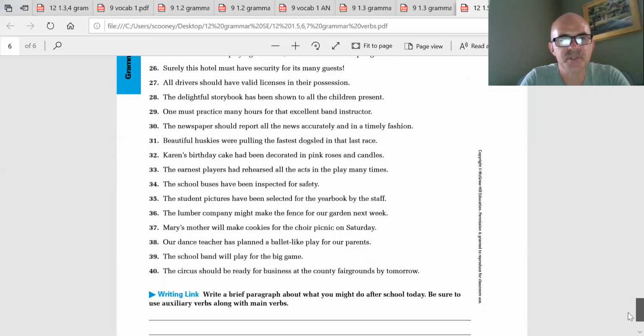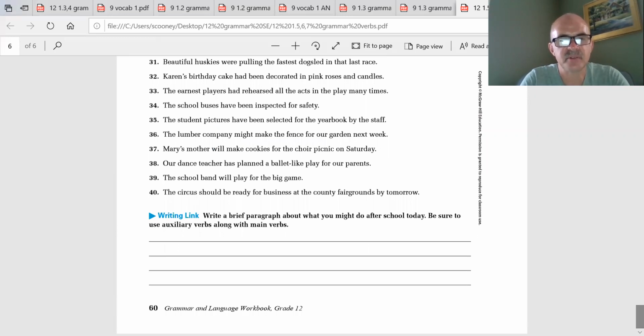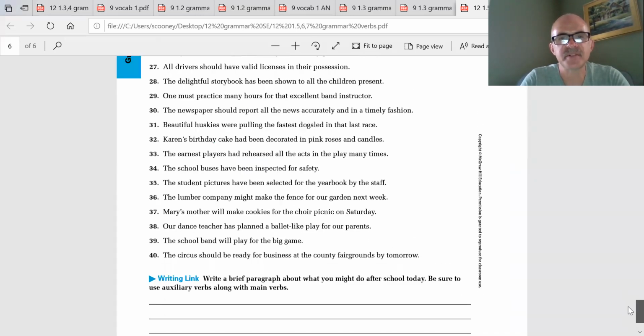Okay. So once again, on this third one, 40 items, let's do half of them, and let's definitely do the writing link. Always want to do that. Write a brief paragraph about what you might do after school today. Be sure to use auxiliary verbs along with main verbs. Just try to model and demonstrate those techniques.